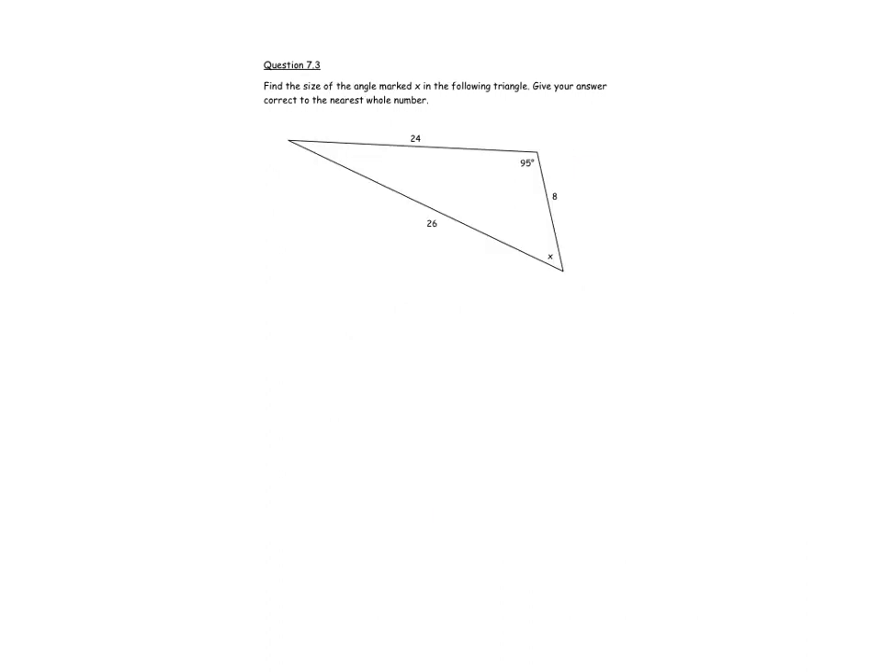Question 7.3 says, find the size of the angle marked x in the following triangle. Give your answer correct to the nearest whole number. So here we're looking for x. So when we're looking for an angle, we must include that. So we have a squared is equal to b squared plus c squared minus 2bc cos A. So here we have A. There's only one angle included in this. We're looking for an angle, so we must label this as A. The side opposite that then is small a, and then it doesn't matter what we label the other sides, either one can be b or c.